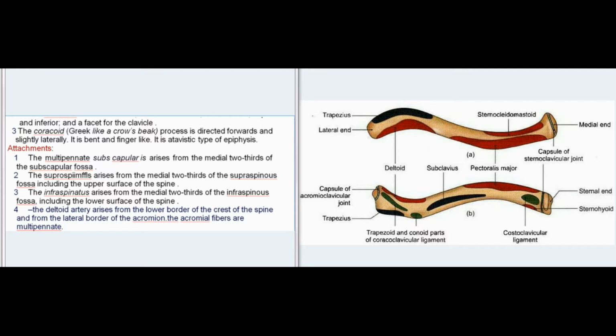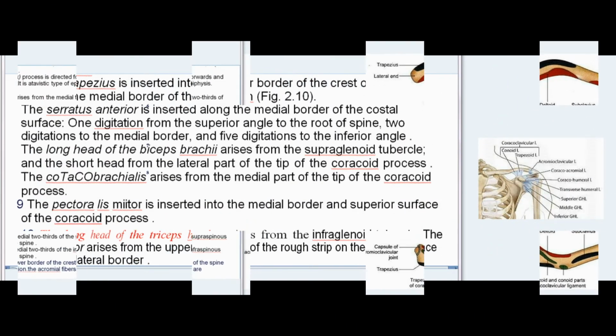The multipennate subscapularis arises from the medial 2/3 of the subscapular fossa. 2. The supraspinatus arises from the medial 2/3 of the supraspinous fossa, including the upper surface of the spine. 3. The infraspinatus arises from the medial 2/3 of the infraspinous fossa, including the lower surface of the spine. 4. The deltoid arises from the lower border of the crest of the spine and from the lateral border of the acromion. The acromial fibers are multipennate.